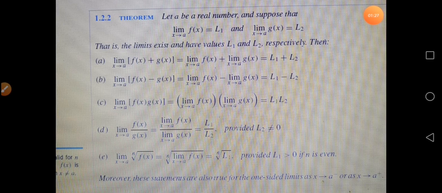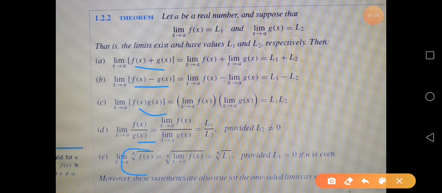Here is a theorem representing some basic rules for limits. Whenever we are having addition, subtraction, multiplication, division, or some power of the function, the limit does not affect its operations. That is, we are just going to simplify or apply it separately. Limit x approaches a of f plus g will be equal to limit x approaches a of f plus limit x approaches a of g.